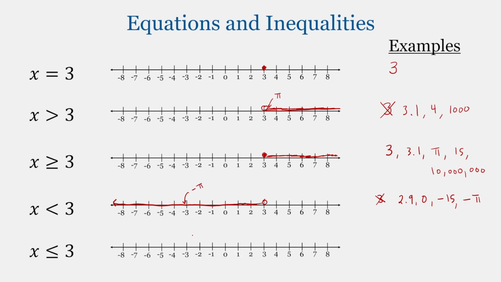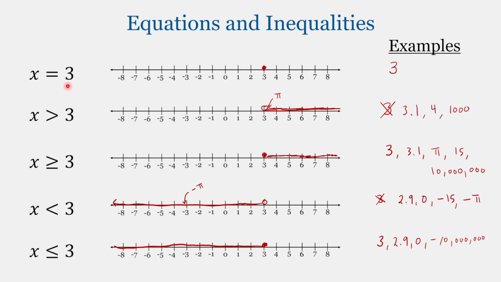And finally, x less than or equal to 3. We'll do a closed circle at 3 because 3 is included. And then it's less than, so we're going to shade everything to the left, or smaller than 3. So again, we have numbers like 3 and 2.9 and 0 and negative 10 million. All those numbers that are smaller than 3.